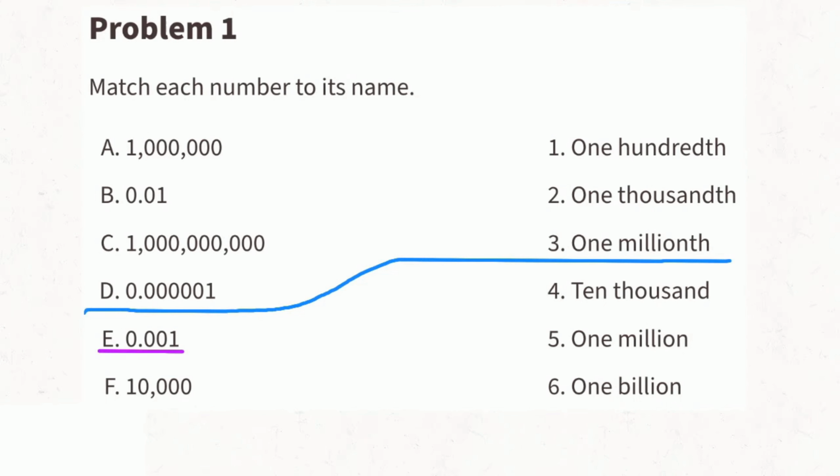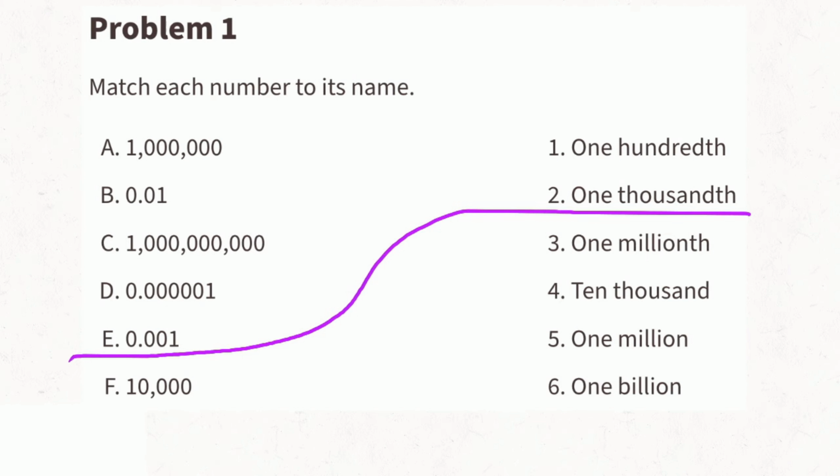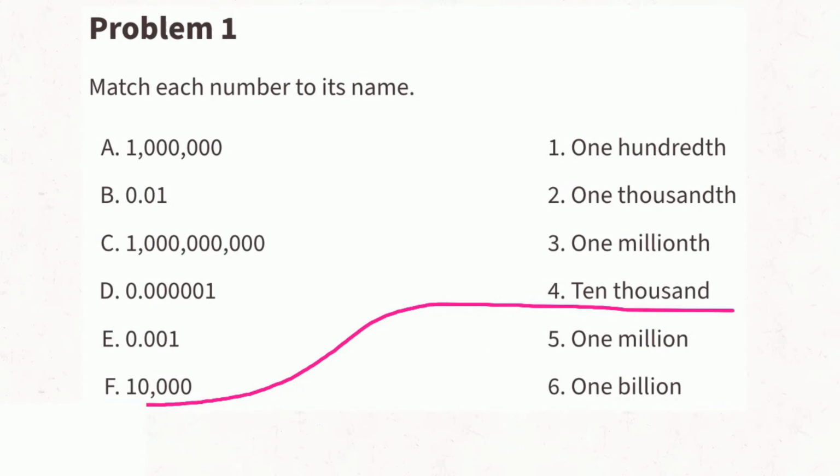E, 0.001. So you have the decimal point and then 2 zeros to the right followed by a 1. That would be 1,000th. E matches with 2, 1,000th. F, 1 followed by 4 zeros to the right, and then to the right of the last 0 there's a decimal point. That would be 10,000. F matches with 4, 10,000.